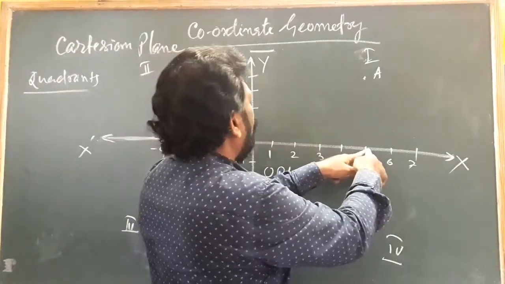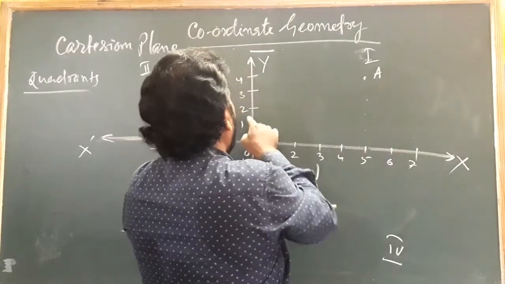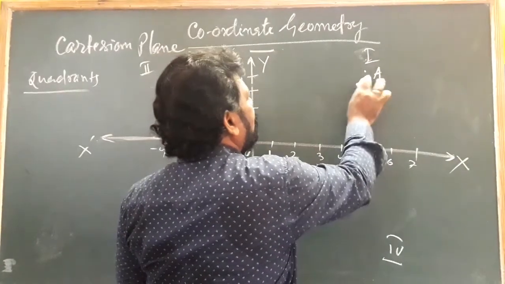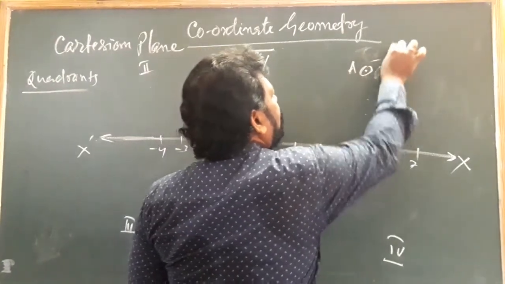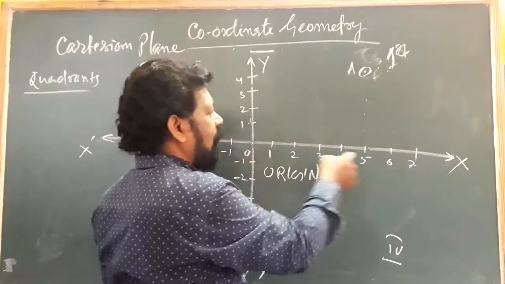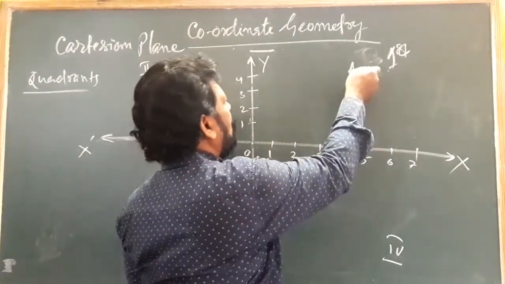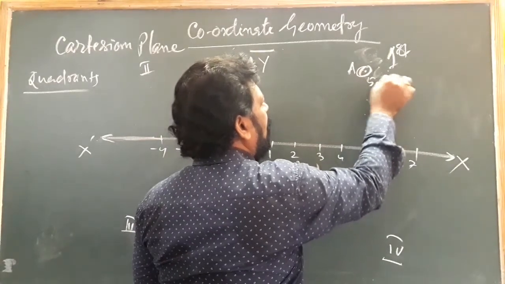And from here, 4 steps y-axis. Y-axis are 1, 2, 3, 4. Like this. 1, 2, 3, 4. Automatically, you will find here. So to reach the point A, you have to go 5 steps towards x and 4 steps towards y. So the address of A is 5, 2.